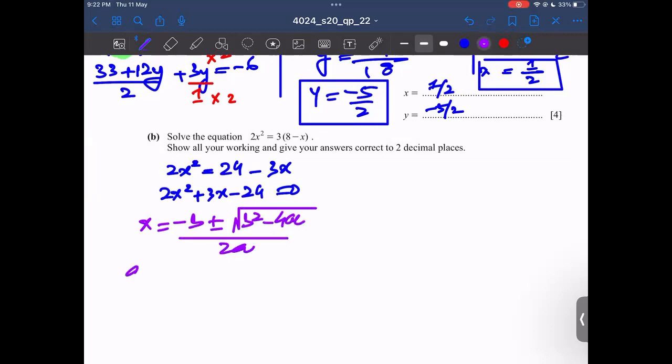So I got the value of a, which is 2. I got the value of b, that is 3. I got the value of c, that is minus 24. The coefficient of x square is the value of a. The coefficient of x along with the sign is the value of b. The coefficient of the constant term along with the sign is the value of c. I'm going to put in these values.